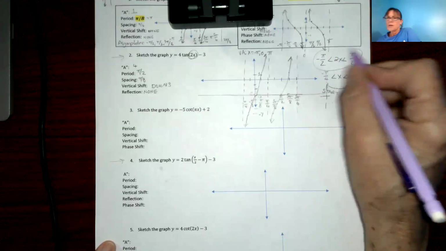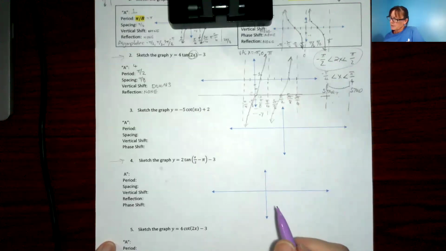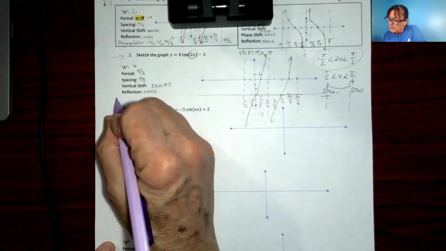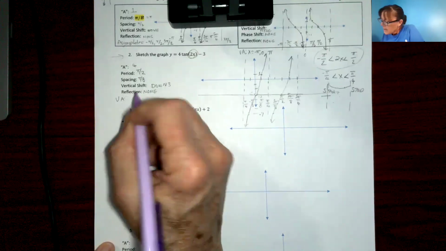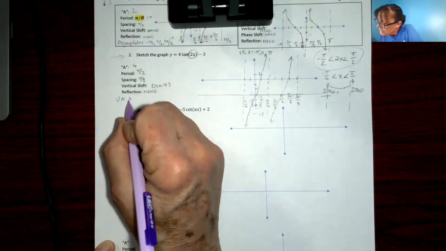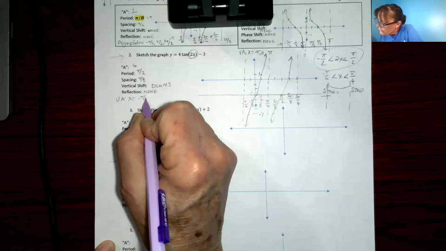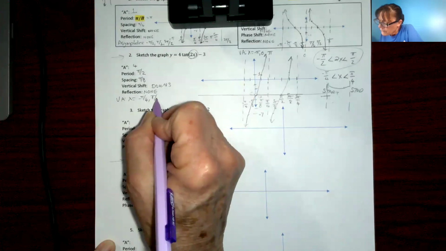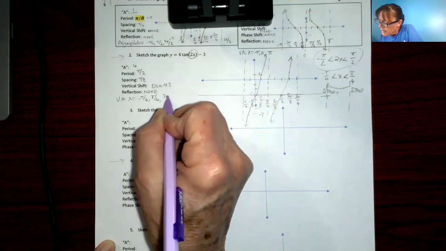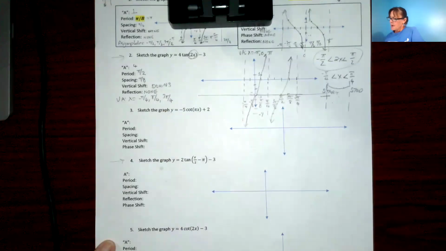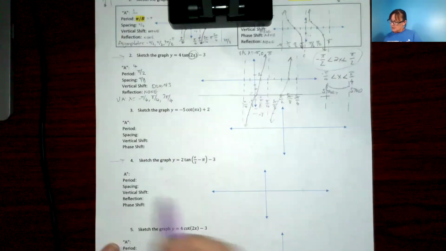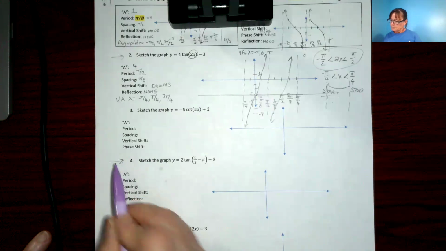And this little method is very helpful, particularly for tangent graphs. Where were the vertical asymptotes? They were at x is -pi over 4, pi over 4, 3 pi over 4. All right, let's do 4.